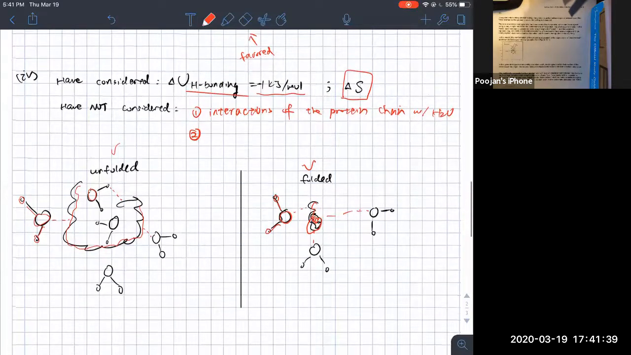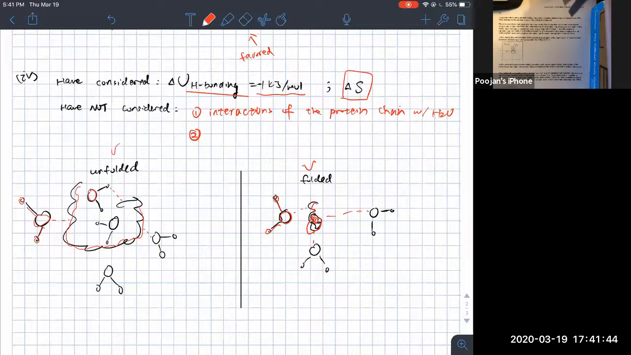And also another thing that we have not considered is the changing entropy of water molecules. So in problem A, we considered the changing entropy for these two proteins. But another entropy that we need to consider is the entropy change of these water molecules. And we can see that in the folded state, since the water molecules interact a lot less with the protein chains, they can move around a lot more freely. So that means in the folded state, the entropy of water molecules actually increases. Just to be more accurate, the entropy of water increases when protein folds.